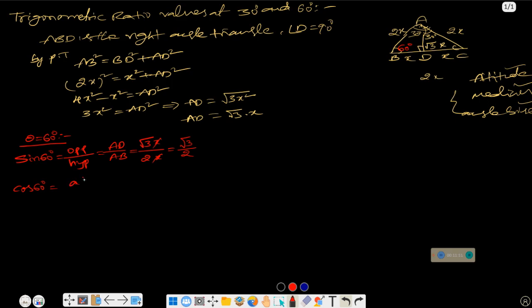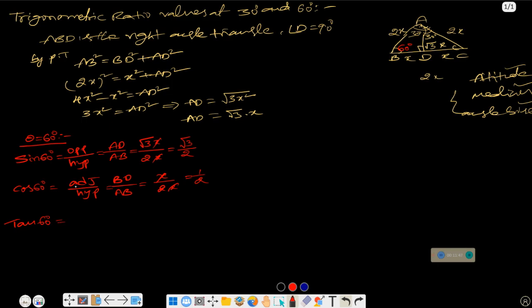Similarly, cos 60. Cos formula is adjacent by hypotenuse. So adjacent, 60 degrees adjacent is BD here. That means BD by hypotenuse. Hypotenuse is AB only. So what is the length of BD? x by AB value 2x. So x cancels, what do you get here? 1 by 2 again.